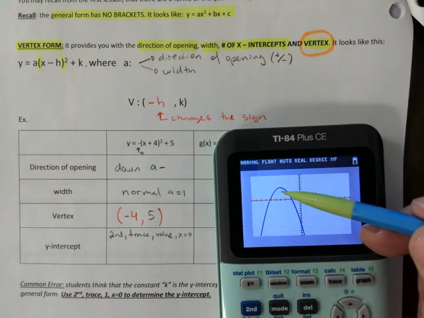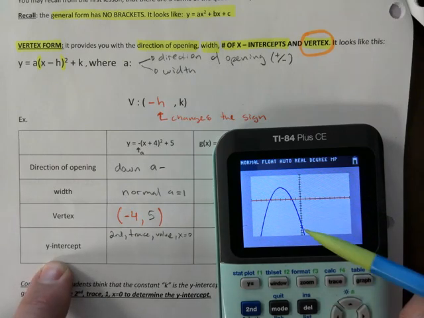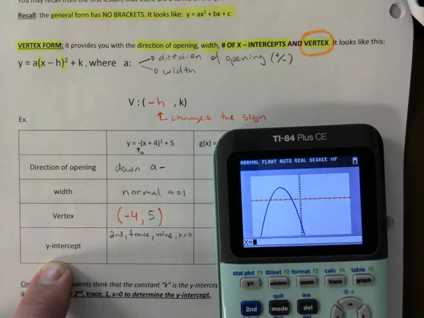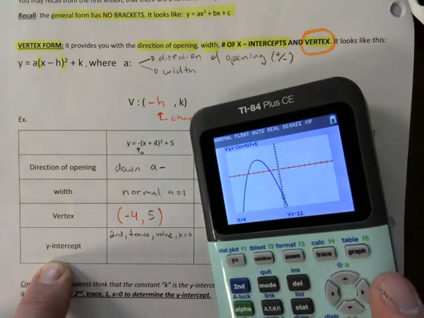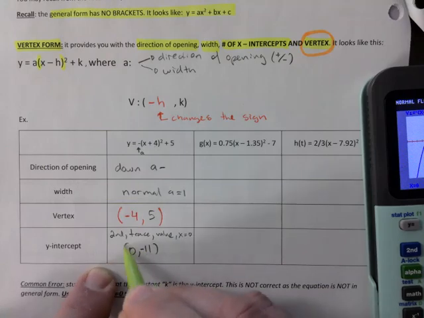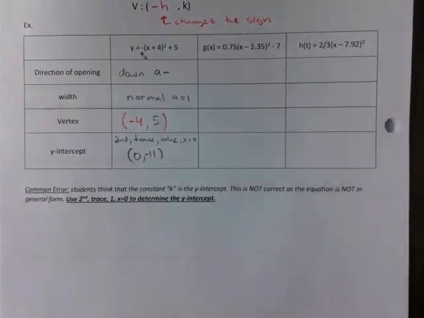So we knew it's pointing down, and the vertex is there, which makes sense, right? -4, 5, it makes sense. But the y-intercept is here somewhere, so we're going to go second trace value, right? And then x is equal to 0, and it is -11. Okay, so we have 0, -11. Can you do that by hand? I think I've shown you that already. I will show you one more time.